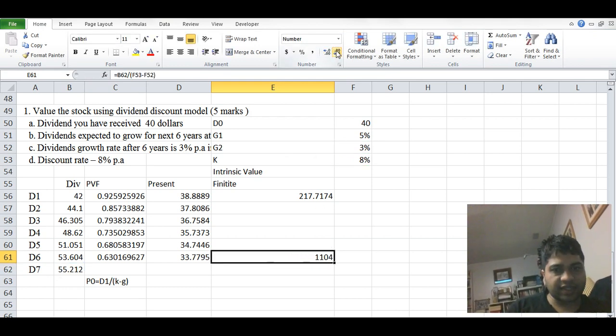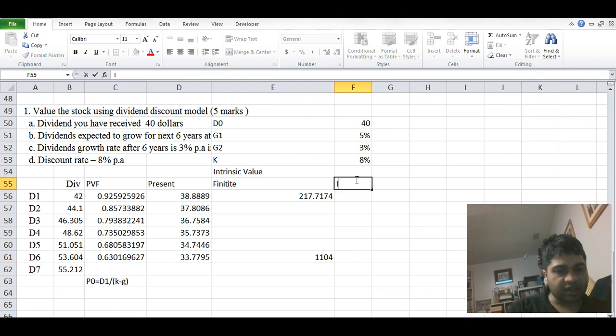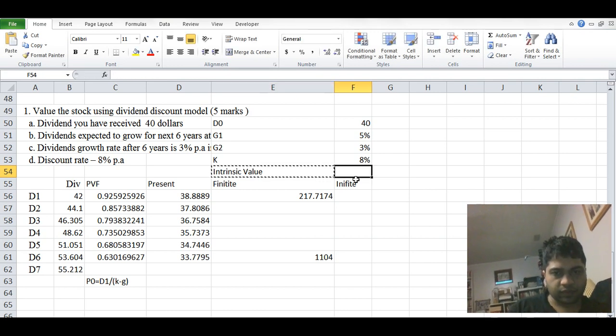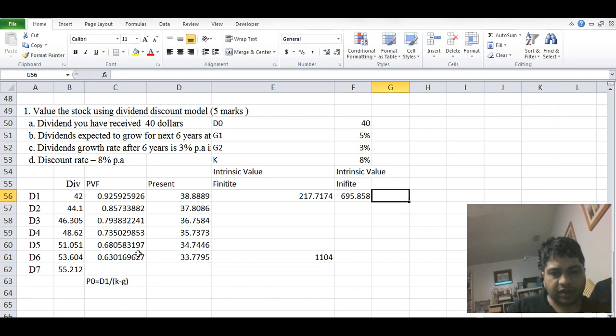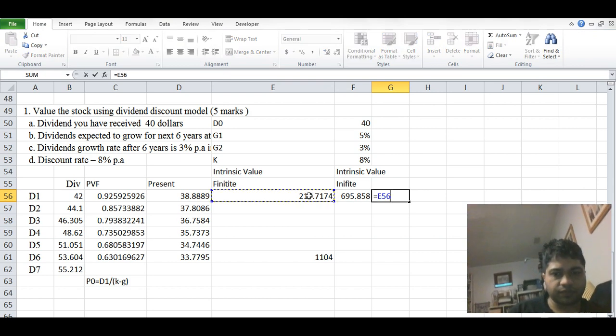But this is value in the 6th year, we require value today. So intrinsic value for finite period, I'll just copy paste it. Intrinsic value for infinite period will be simply value that you're getting in 6th year multiplied by present value factor, and addition of these two is your answer.